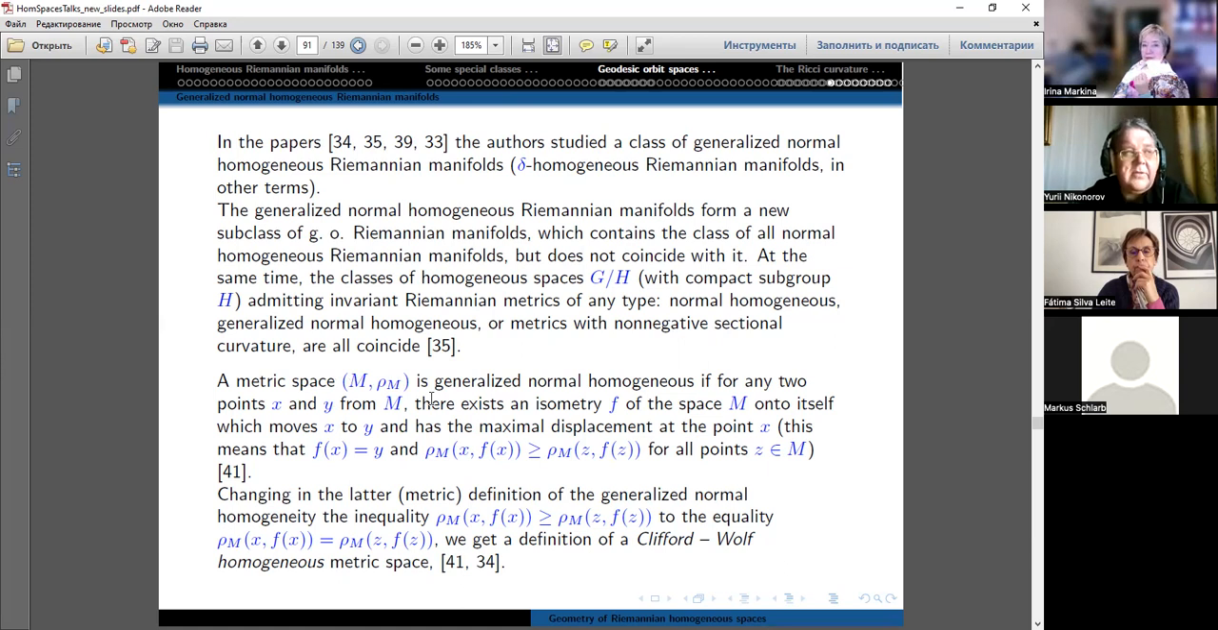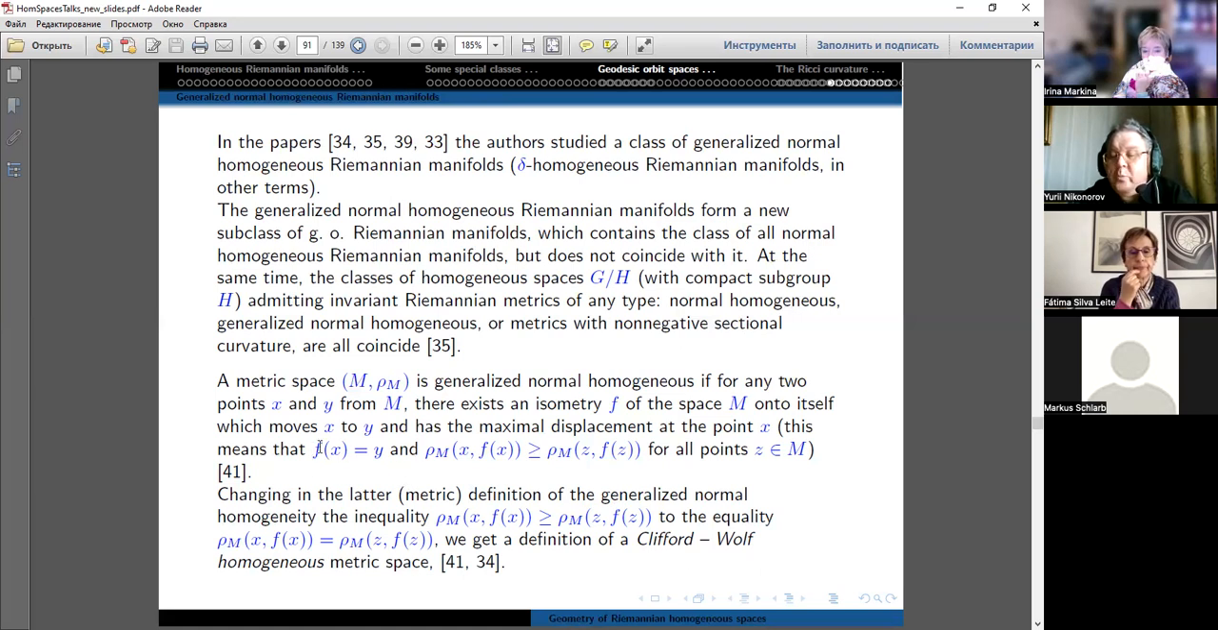Of course, the same we can say about another round sphere in another dimension, and for many other good spaces. And if we change the definition of generalized normal homogeneity a little and change the inequality to an equality, then we get the definition of Clifford-Wolf homogeneous. Clifford-Wolf homogeneous metric space. What does it mean? It's almost the same, but we have a Clifford-Wolf translation.